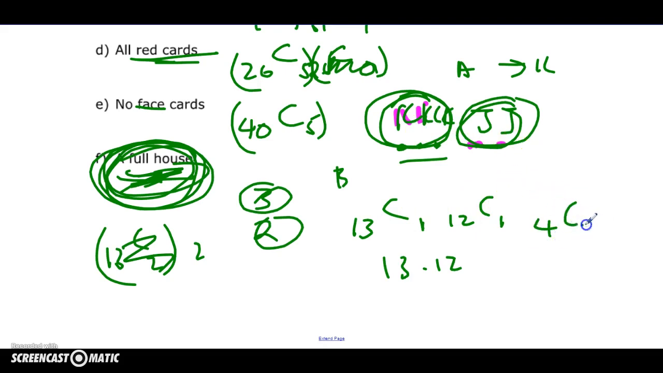So from the kings, you need to choose 3 of them, and from the jacks, you need to choose 2 of them. Okay, and that's all 5 cards. There's no other cards left over. Kind of a neat question. Okay, you multiply all that out, and that is your numerator, and then the denominator is what we had earlier.